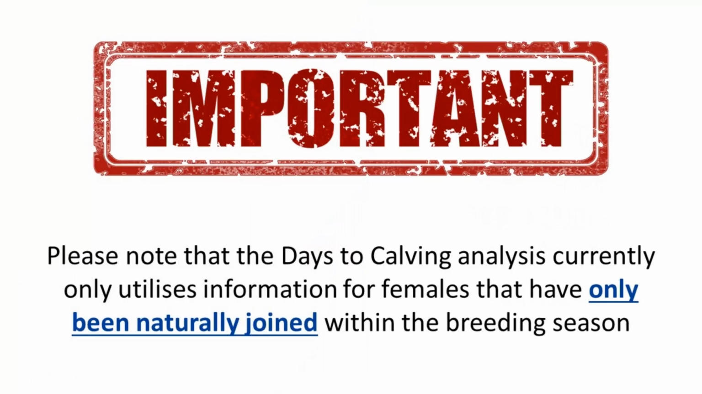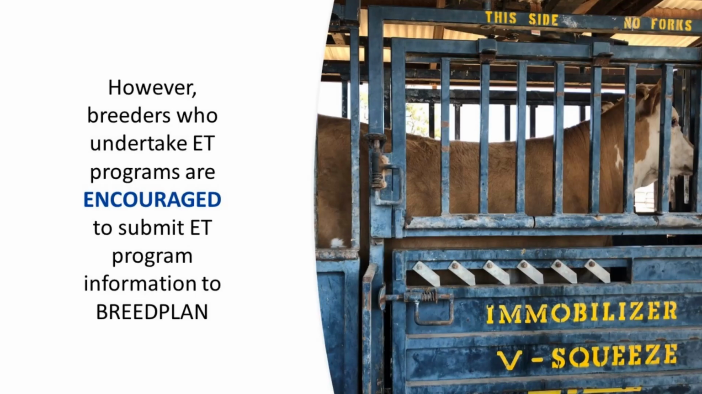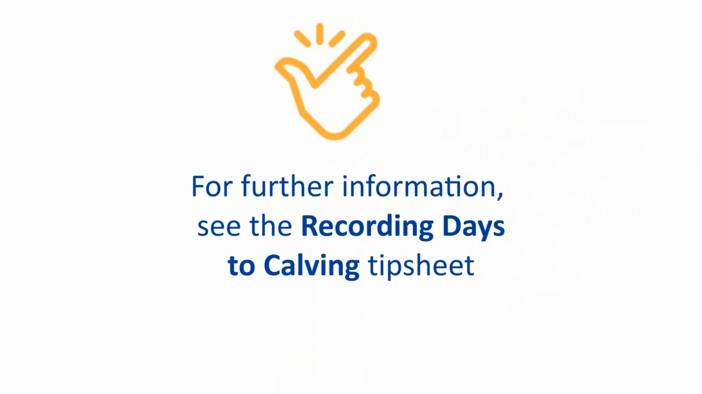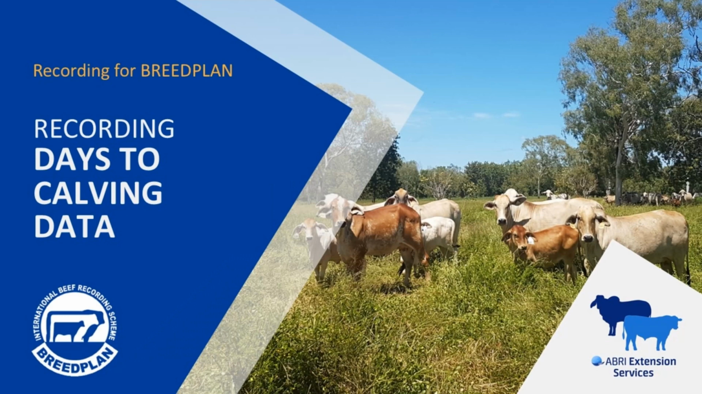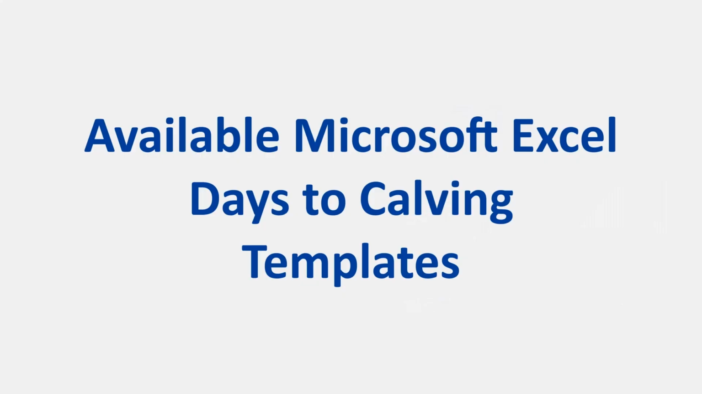Please note that the Days to Calving analysis currently only utilises information for females that have only been naturally joined within the breeding season. That is, they have not also been included in AI and/or ET programs. However, breeders who undertake ET programs are encouraged to submit ET program information to BreedPlan, where it will be used to assist researchers identify how it may be used in the BreedPlan analysis in the future. For further information, see the Recording Days to Calving tip sheet and associated video available via the Help Centre on the BreedPlan website.